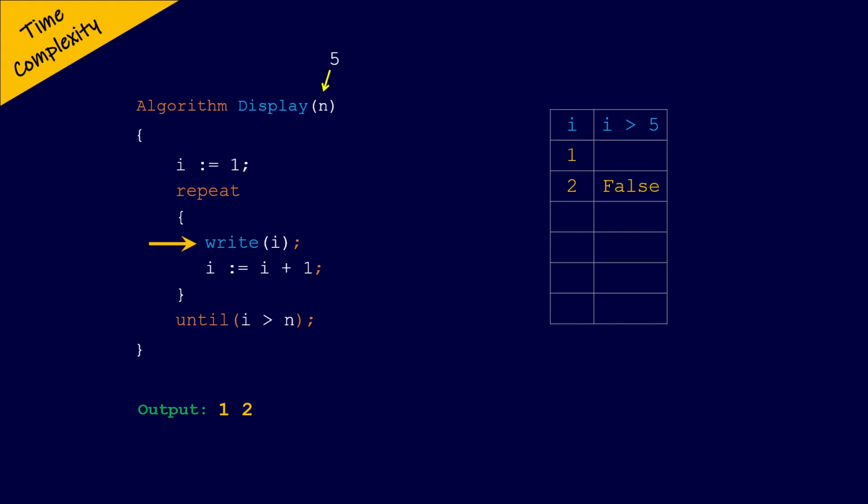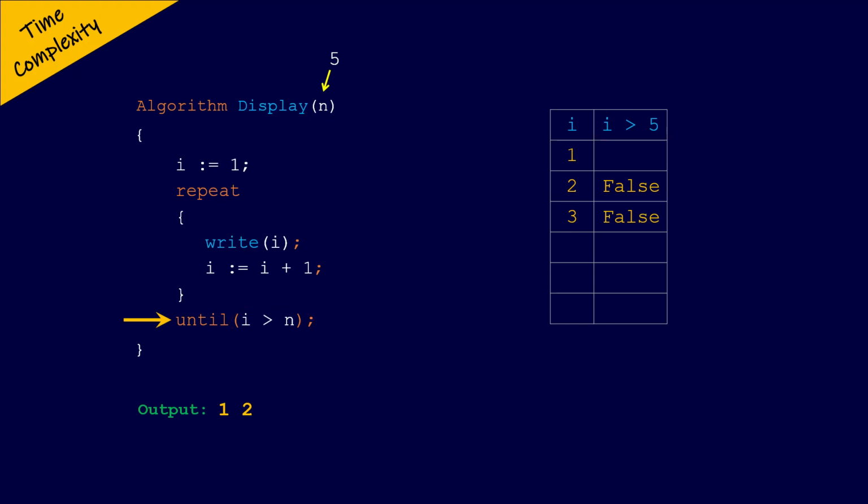Then we have the next statement in the loop, that is I is assigned value I plus 1. The value of I is 2, and now after it is incremented, the value of I will be 3. So we will write the current value of I, that is 3, in the table. Then the condition in the repeat until statement is evaluated, which is I greater than n. So here we have the condition I greater than 5, and at this point, since I is 3, the condition 3 greater than 5 is false.